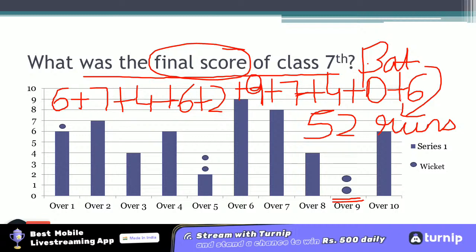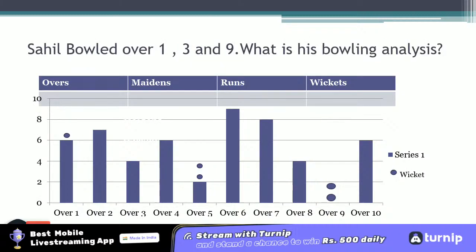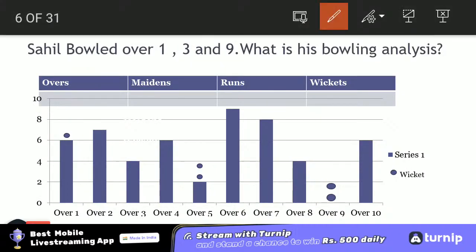Moving ahead to the next one. Now see, I'll check who all are the cricket lovers and who all know this answer. There's a boy named Sahil who bowled over 1, 3 and 9. अब उसने सारे ओवर्स नहीं करे हैं. कितने ओवर्स करे हैं? कुछ ही ओवर करे हैं. और जो उसने बॉलिंग करी है वो ओवर्स हैं 1, 3 और 9. आपको बताना है इनमें से कि उसने सबसे पहले कितने ओवर करे.